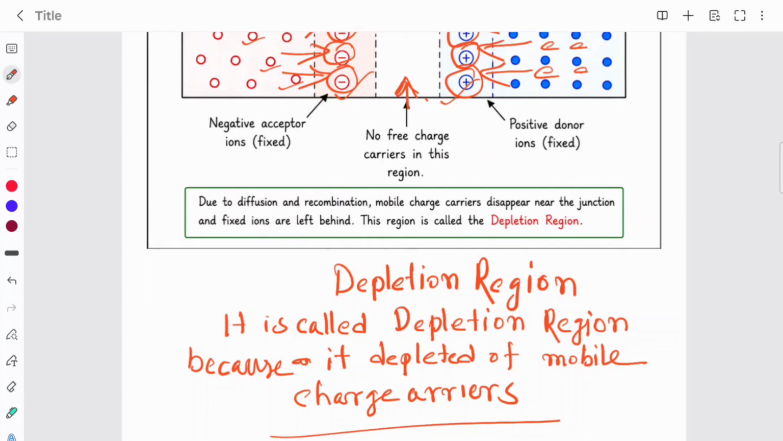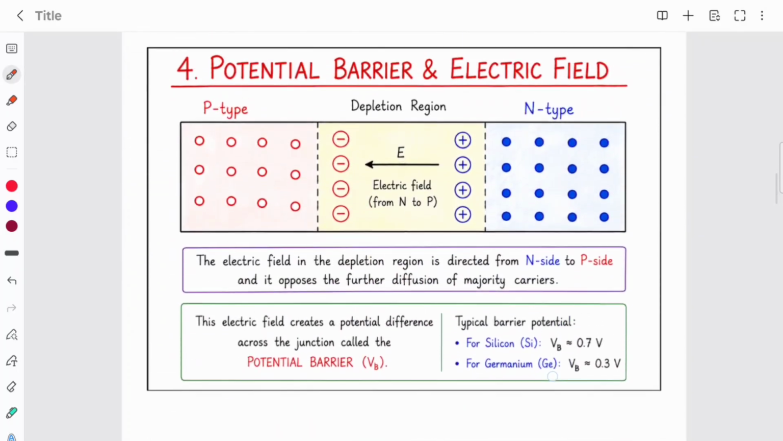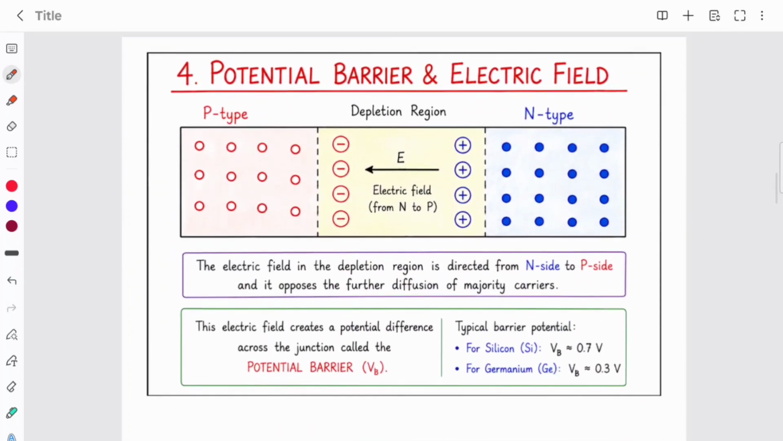Now we'll see the formation of the potential barrier and electric field. When these two layers are joined together, electrons diffuse from the n side to the p side, and holes diffuse from the p side to the n side. Now, when the electrons leave the n side near the junction, they leave behind positive charged donor ions.